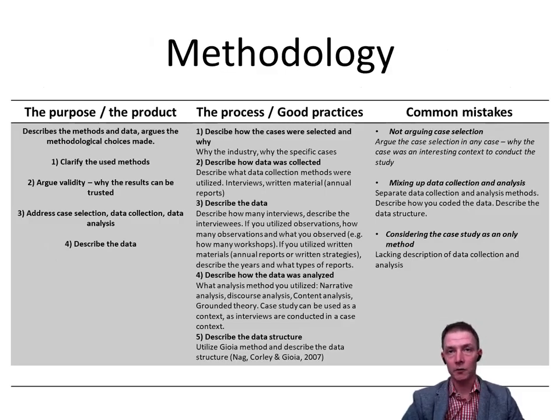In the method section, so the third section would be about the method. The third chapter is always about the methodology. So in methodology, you describe the methods and data. You argue the methodological choices made in the study. So you don't write a review about research methods, but you focus exactly on the method you used in the study. Clarify the used methods, you argue validity, why the results can be trusted, you address the case selection, data collection and data analysis, and you describe the data.